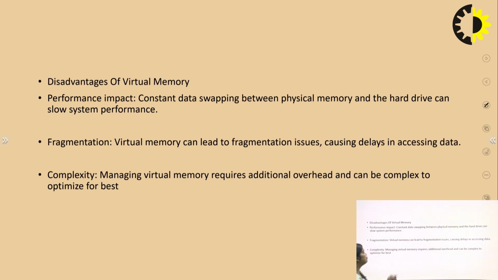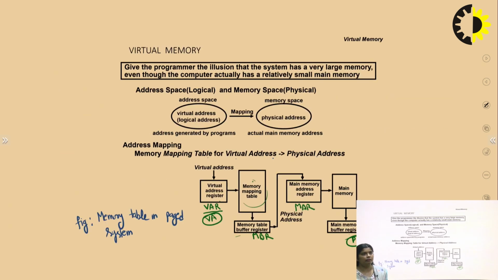And there is also fragmentation, and the complexity will increase because of the mapping. There is a very large virtual memory and you are going to map all these items into the physical memory. The physical memory, or main memory, is smaller as compared to the virtual memory. So fragmentation and complexity will obviously occur.